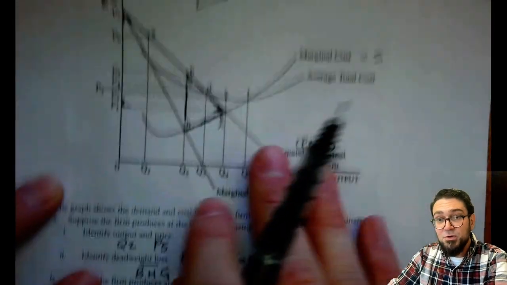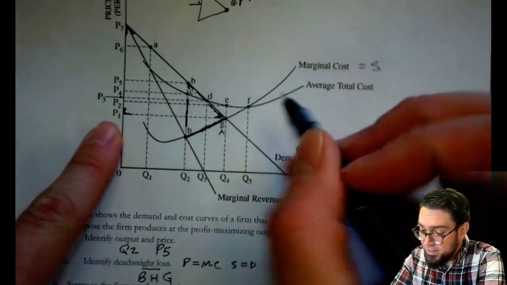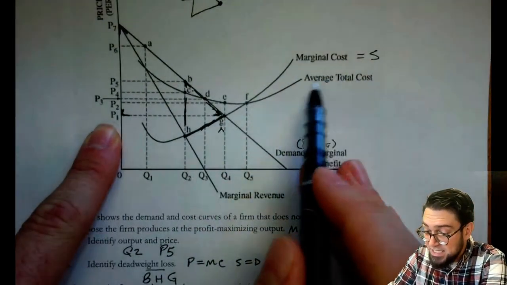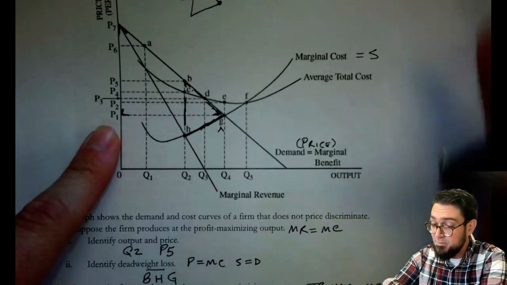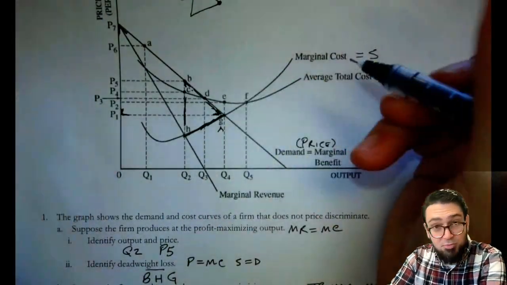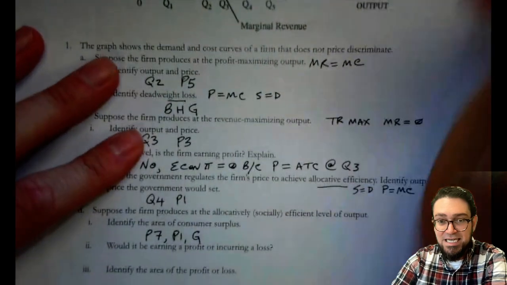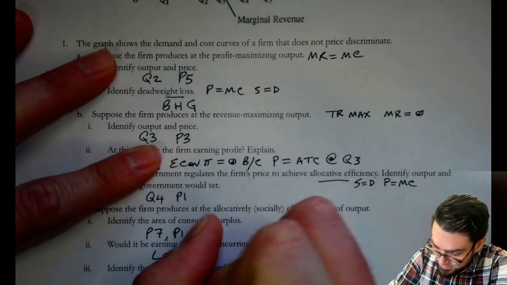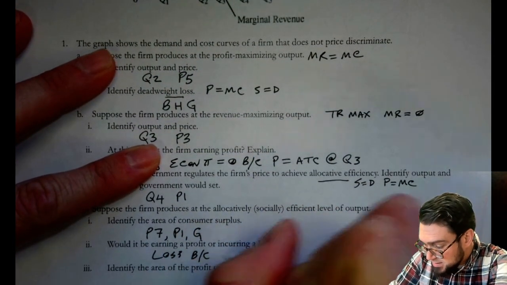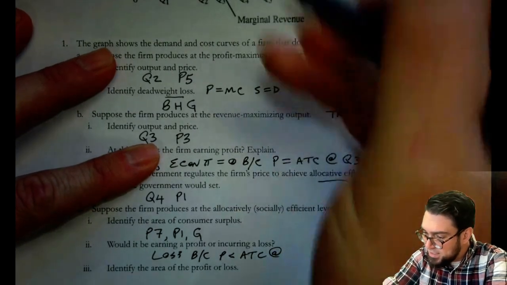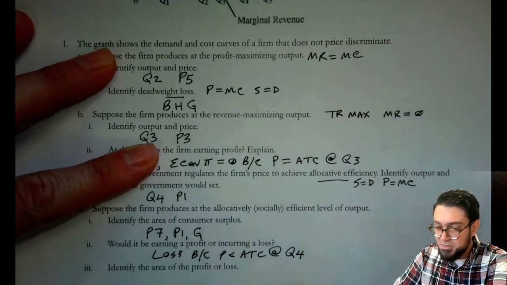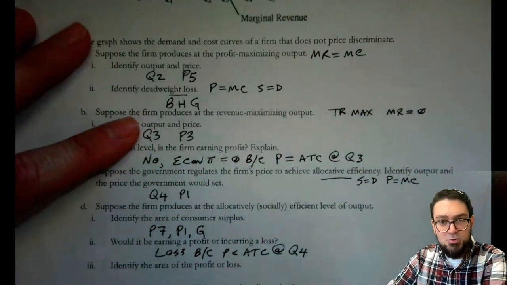Are they earning a profit or a loss at that level? Well, here, if we're at P sub 1, where's ATC? ATC is way up here at point E. So this company is losing money. How do I know that? Well, price is less than ATC. So I'm going to say loss because price is less than ATC at Q4. So I just compare the ATC and the price. I know they're losing money.